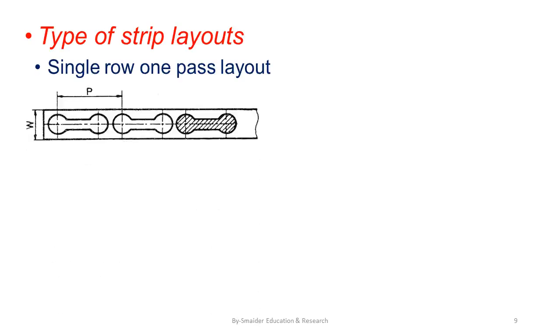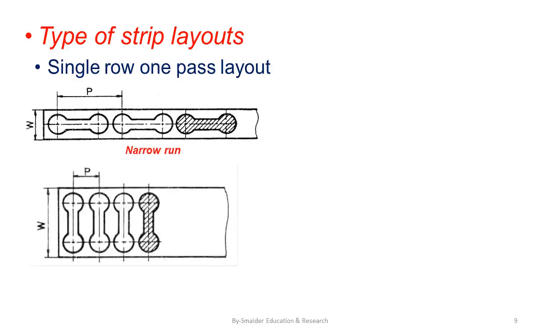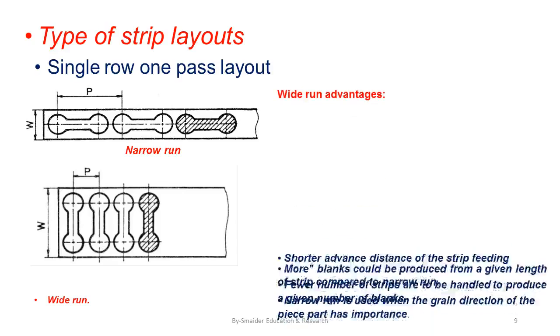You see one component. You can place this component in a length shape, or you can put the same component in a width shape. The top one is called narrow run, the bottom one is called wide run. But the question is, when do we select narrow run and when do we select wide run, which is advantageous, and when should we choose it? Wide run advantages.